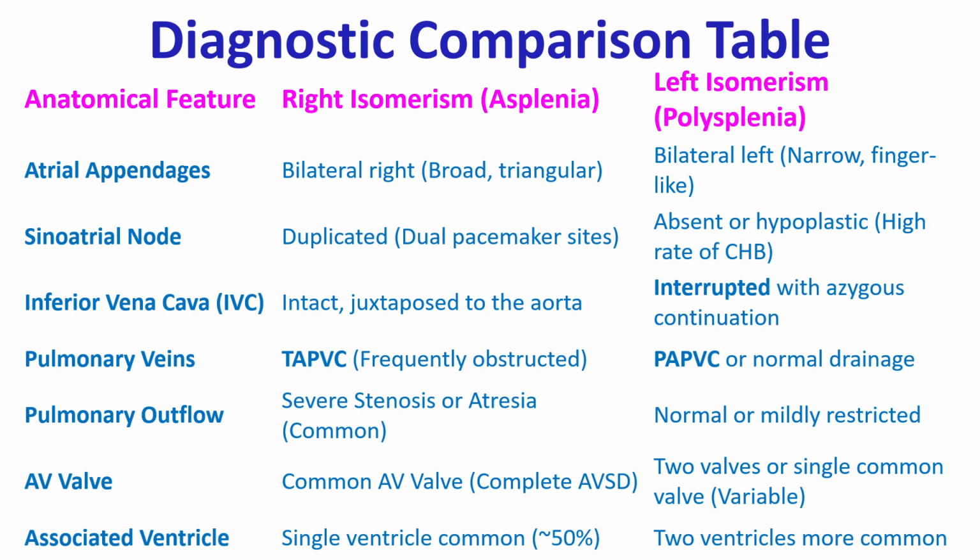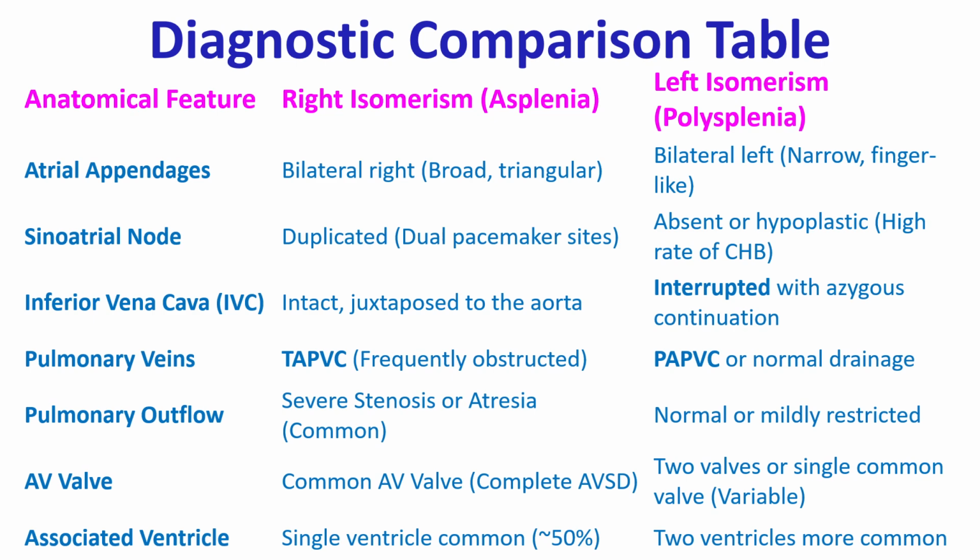Atrial appendages: bilateral right, broad triangular in right isomerism or asplenia; bilateral left, narrow finger-like in left isomerism or polysplenia. Sinoatrial node: duplicated, dual pacemaker site in right isomerism; absent or hypoplastic, high rate of complete heart block in left isomerism. Inferior vena cava: intact, juxtaposed to the aorta in right isomerism; interrupted with azygous continuation in left isomerism.